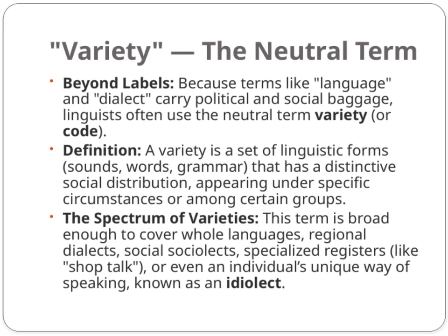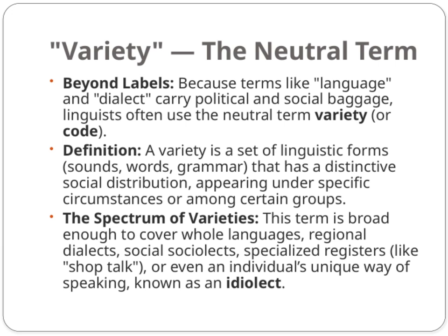When we talk about different ways of speaking, terms like language and dialect can sometimes be tricky because they carry political and social connotations. That's why many linguists prefer to use the neutral term variety or code instead. A variety, in simple terms, is a set of linguistic forms, sounds, words, grammar, that has a distinctive social distribution. In other words, it appears in specific situations or among certain groups.